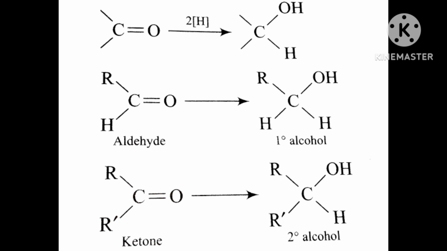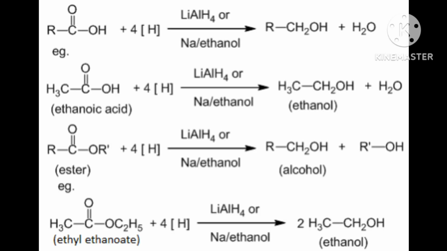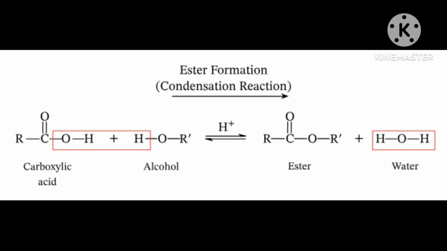Hence, two alcohols you got: RCH2OH and another, R-OH. Correct? This is how alcohol is prepared by reduction of carboxylic acid and ester. Now another method of preparation of alcohol I am telling you, that is from Grignard reagent.